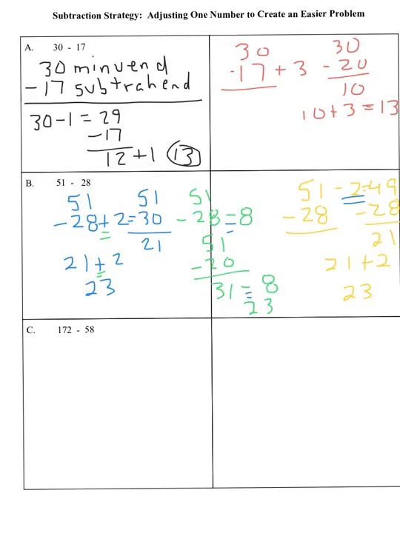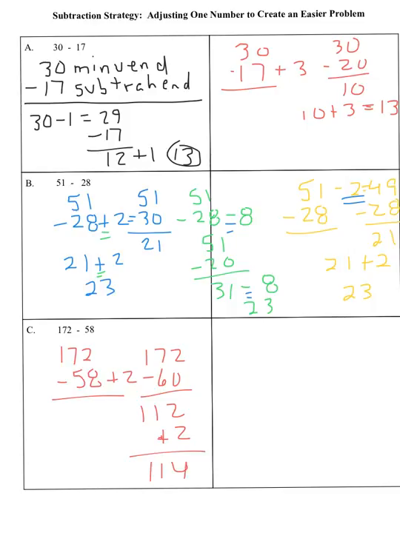Now, let's look at 172 lose 58. To me, I would add 2 here, so I would say we have 60. So 172 lose 60 gives us 112. But remember, we added 2. So what do we have to do to our answer? Our final solution, add 2. So the difference must be 114.